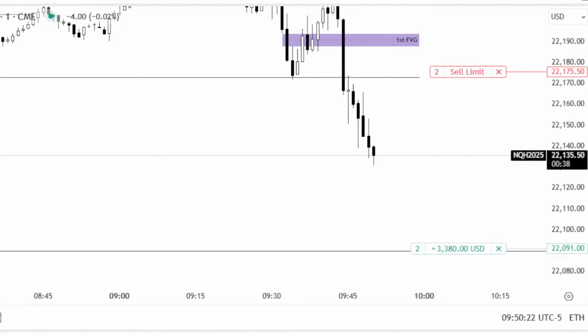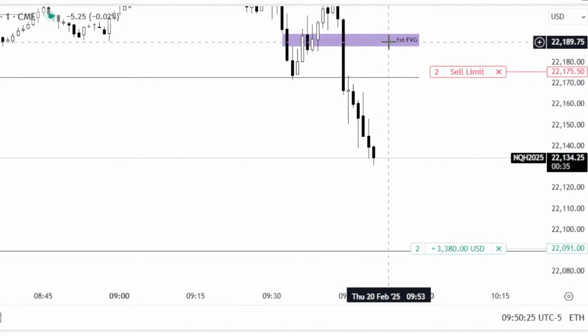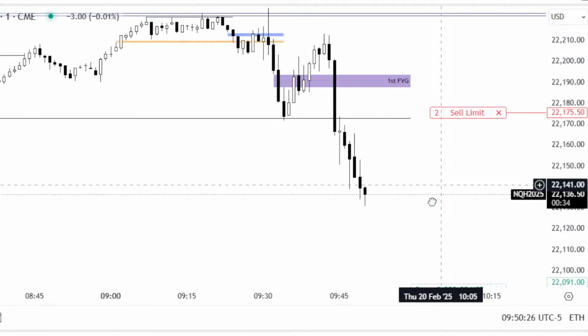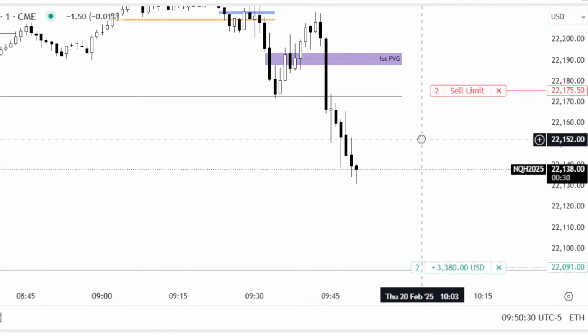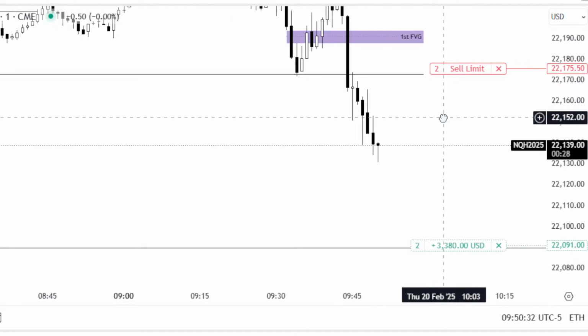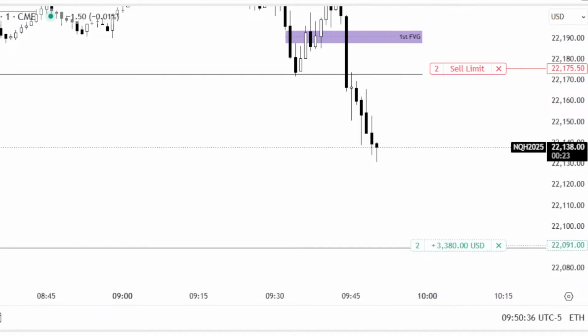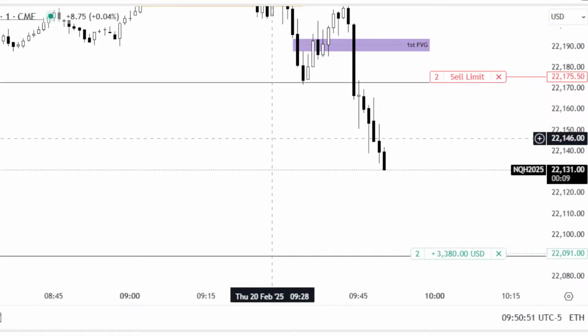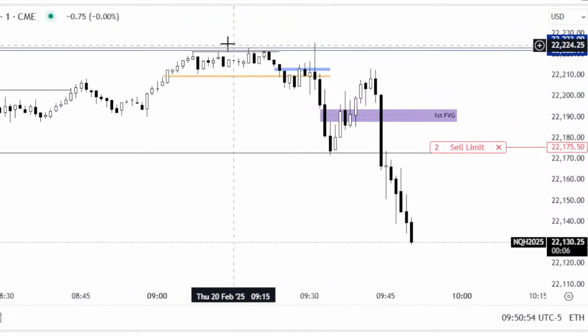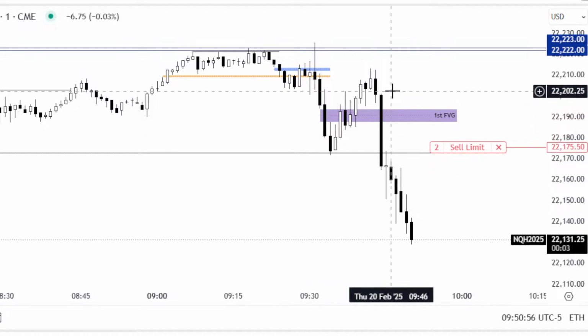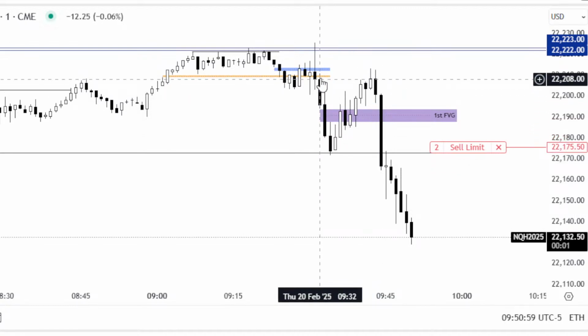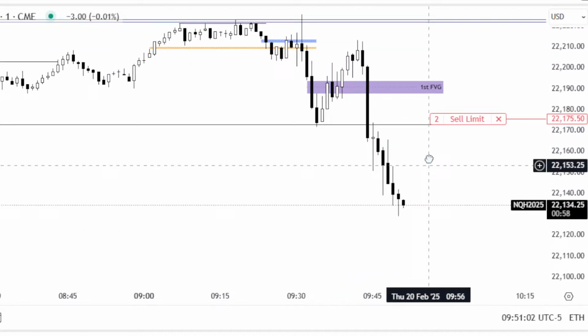I promise you guys now, if I sell here, we'll go and retrace all the way back up there. So I'm not gonna move my entry here. I'm just gonna leave it there. Liquidity push, come back. Was a nice setup there.